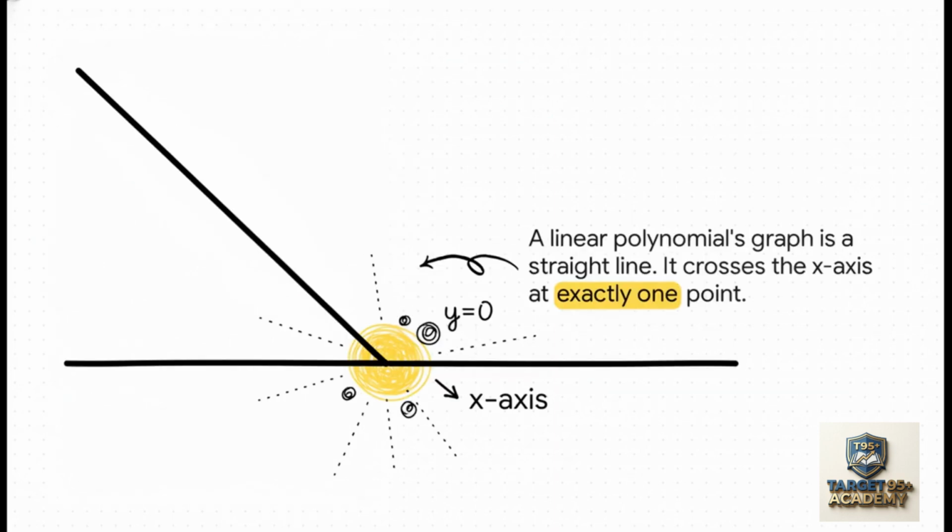And here's the line. Now, the most important spot on this whole graph for what we're doing is right there. See it? Where the line cuts right across the horizontal x-axis. At that one exact point, the value of y is 0. And that, my friend, means the x value at that point is the 0 of our polynomial. That's literally all it is.